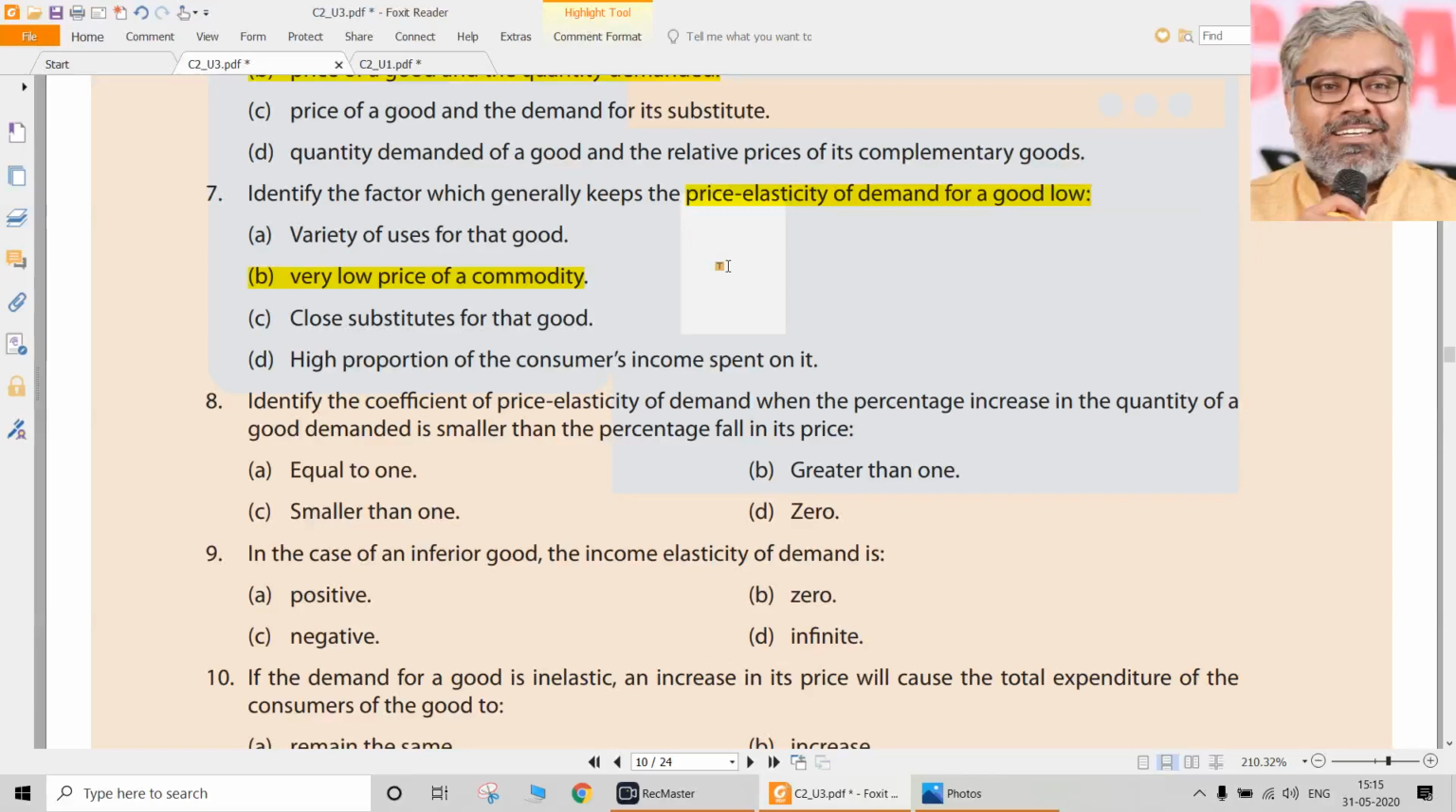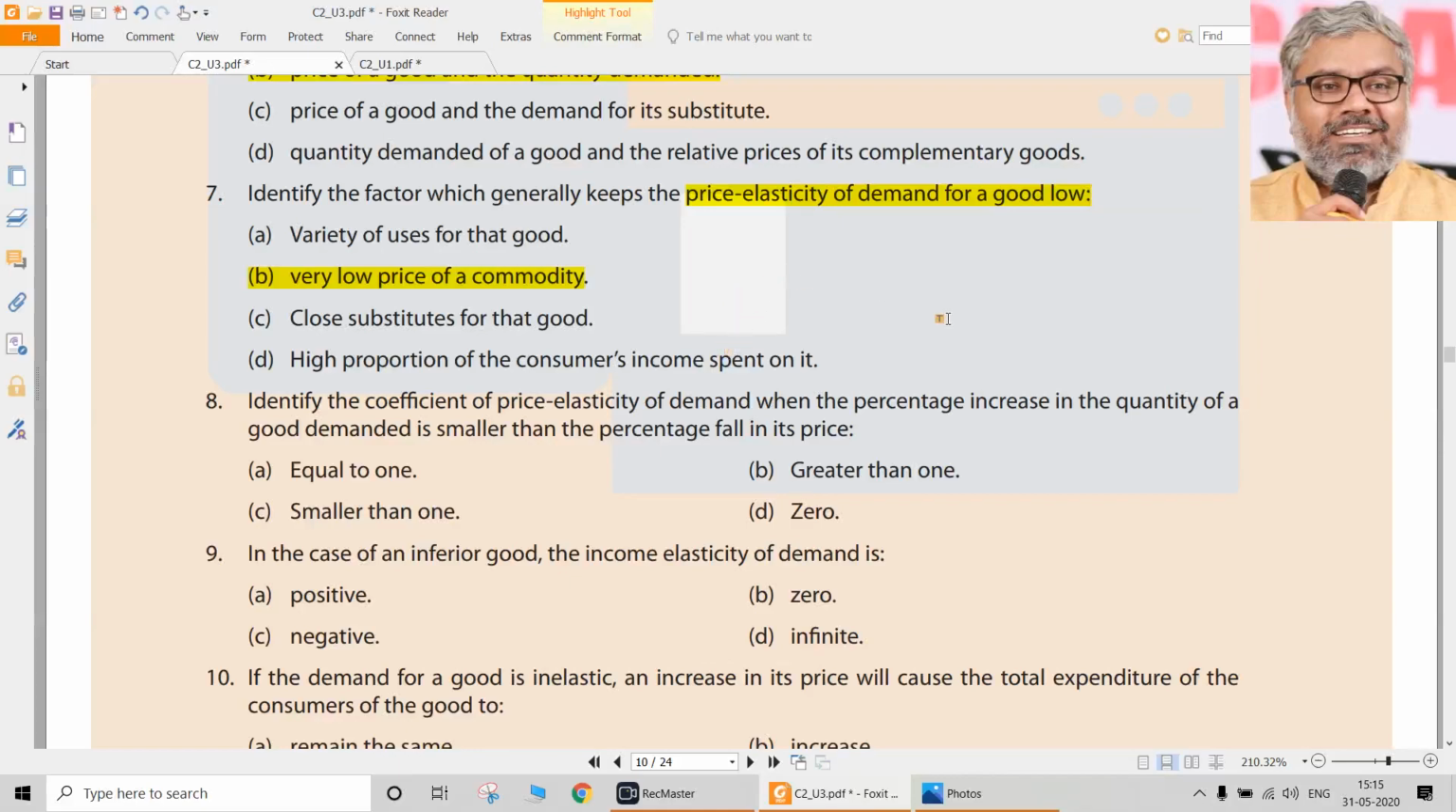C, for example, close substitutes for that commodity, if they are there. Will the price elasticity be low? No, the price elasticity will be high. This also we discussed earlier with examples, say Pepsi and Coke. Very close substitutes. Because of which what happens? The price elasticity of them will be very high. But the question is asking about low. That means it is not a correct option.